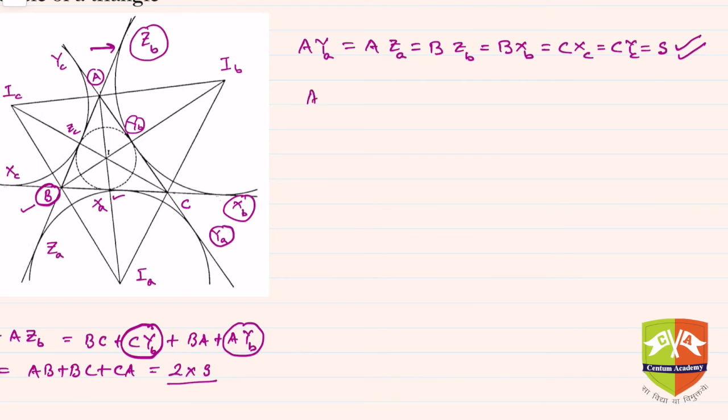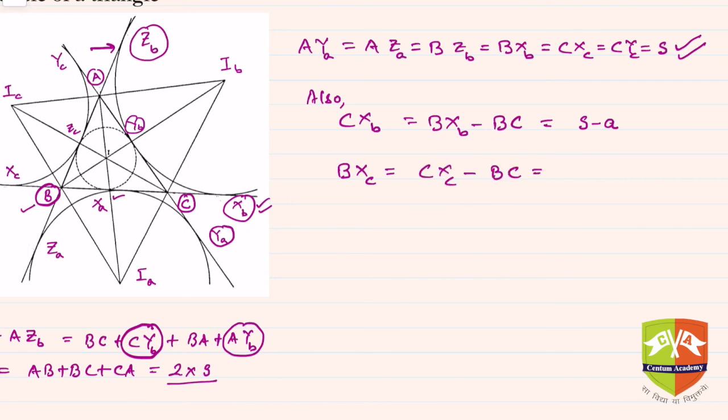Now also, we know that CXB, where is C? This is C and here is XB. So CXB can be written as BXB minus BC, which is nothing but BXB, we know it is S, and BC can be considered as a, so S minus a. And if you do the same thing for all others, you will get the same result. So BXC, again, is nothing but CXC minus BC, and all of them are S, so you'll get S minus a again.